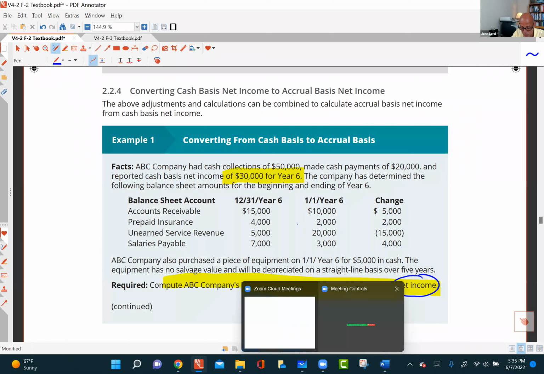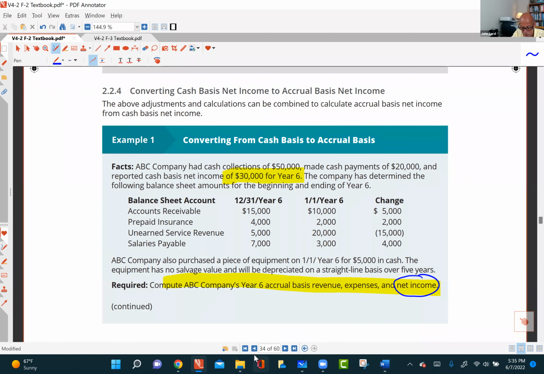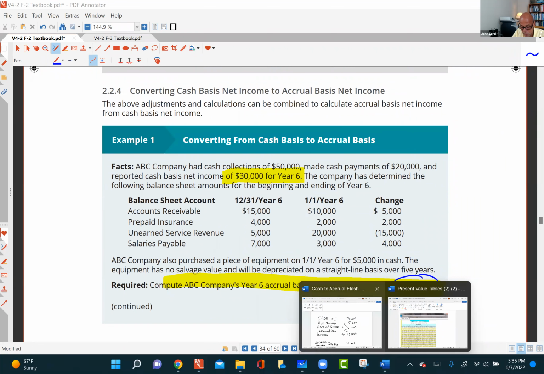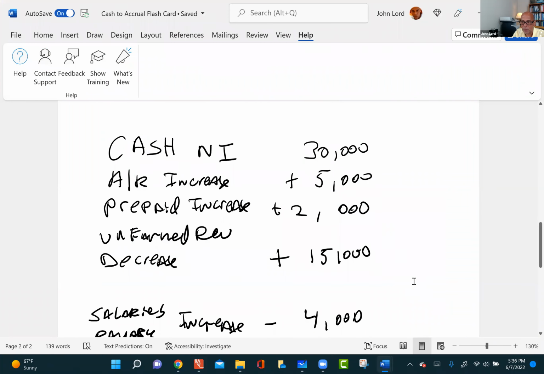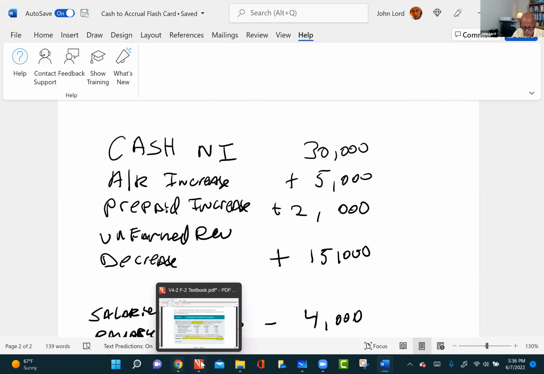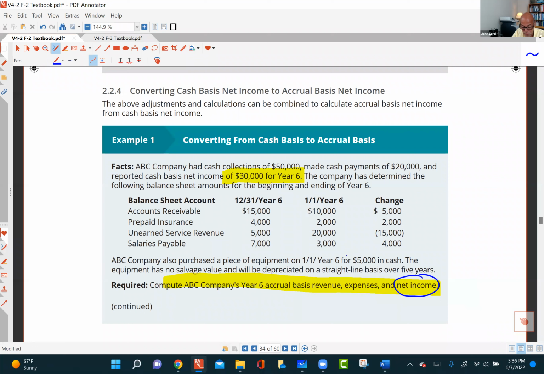Since the accounts receivable increased, it went from 10,000 to 15,000, we're supposed to do the same. So when you go back and you look at my little worksheet here, is that what I did? I added it. Okay, then what? Then we had prepaid insurance. That is also an asset, and it must have increased. Let's just verify that. Prepaid insurance increased. We did the same. We added it, right? Okay.